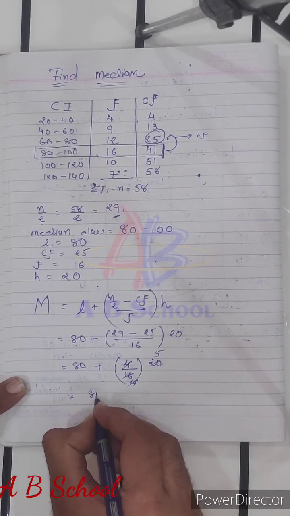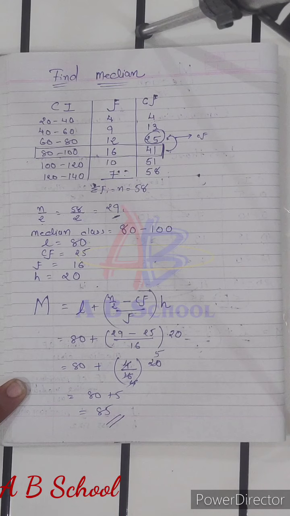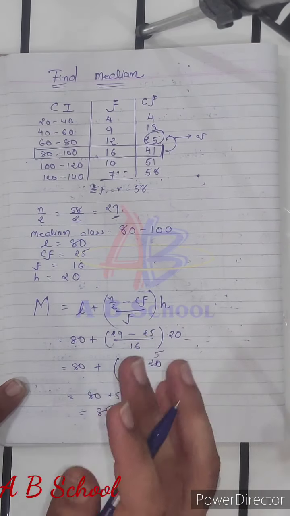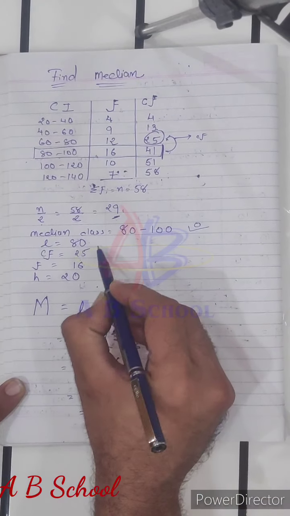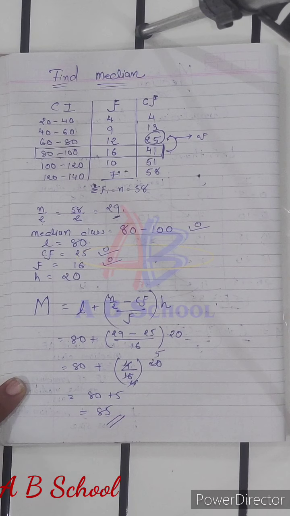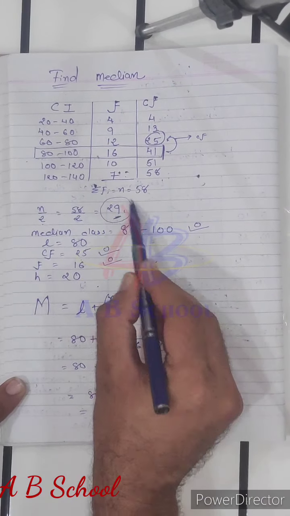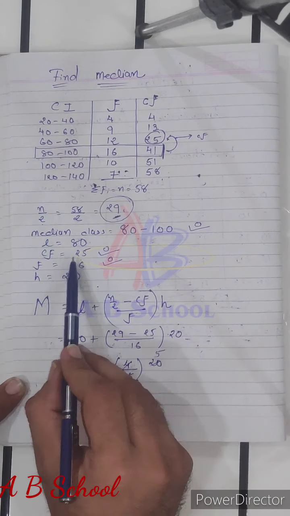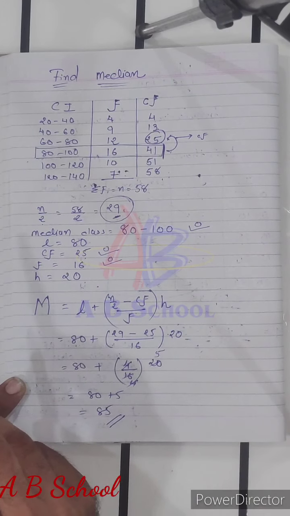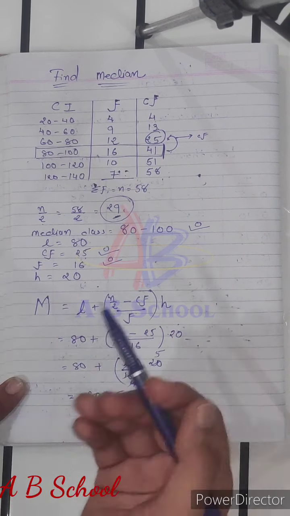So 80 plus 5, this is 85, my median. This sum is quite simple, but you need to make sure you understand the median class, cumulative frequency and frequency. These three things we are supposed to find very clearly. Median class: the class in which n by 2 lies will become our median class. Cumulative frequency CF is the cumulative frequency preceding the median class, and frequency is the frequency of the median class. Let us see one more example.